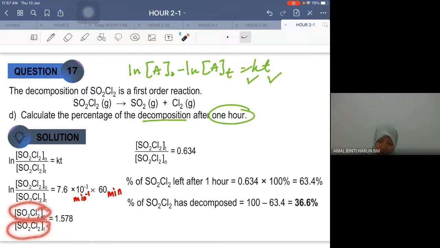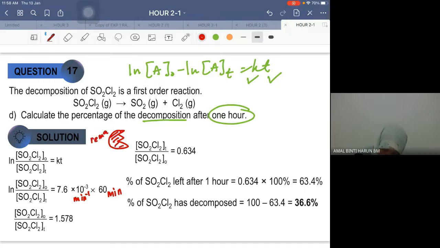Tapi kita nak tahu percentage decomposition, terbalikkan fraction ini, barulah kita dapat ini adalah yang remaining, ini adalah yang initial. So fraction yang initial is 0.634 which is 63.4%. Yang tinggal berbaki 63.4%. So yang telah dikompos adalah 36.6% selepas 1 jam.